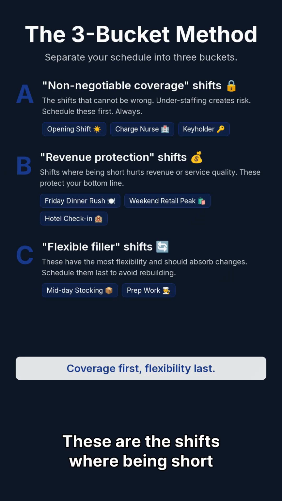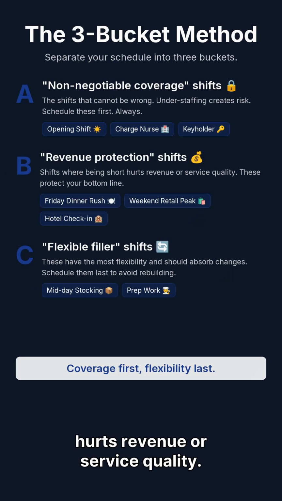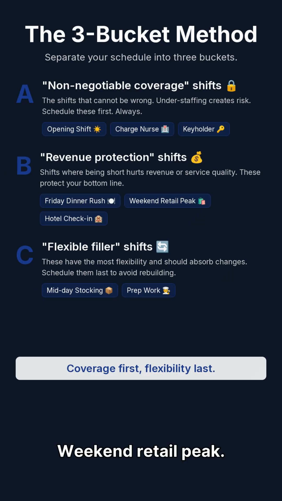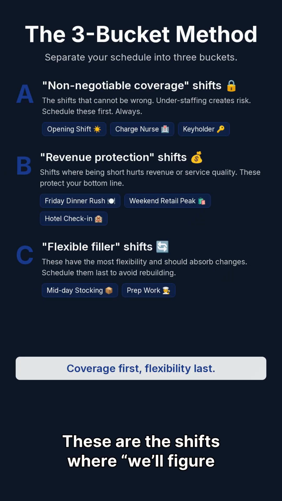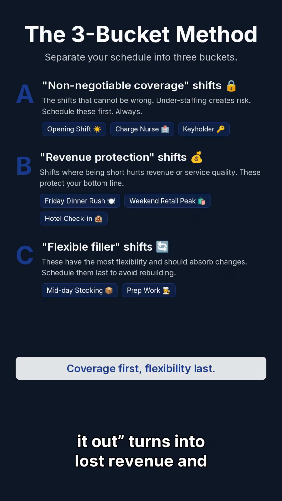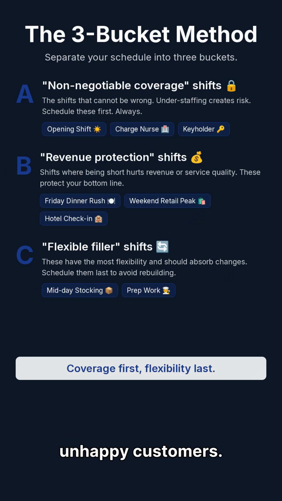Bucket B, revenue protection shifts. These are the shifts where being short hurts revenue or service quality. Friday dinner rush. Weekend retail peak. Check-in/checkout rush at a hotel. These are the shifts where "we'll figure it out" turns into lost revenue and unhappy customers.